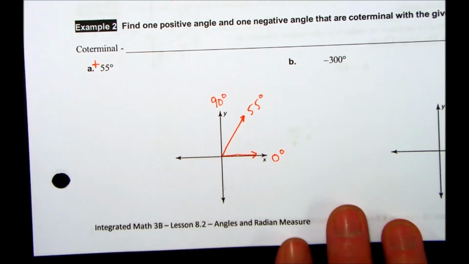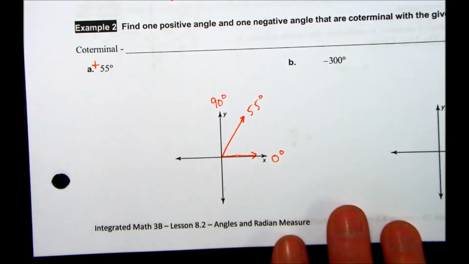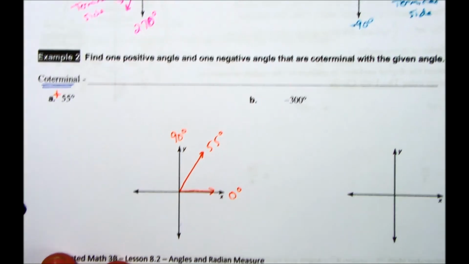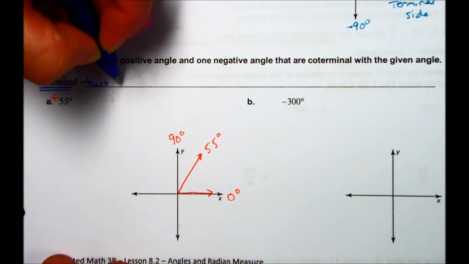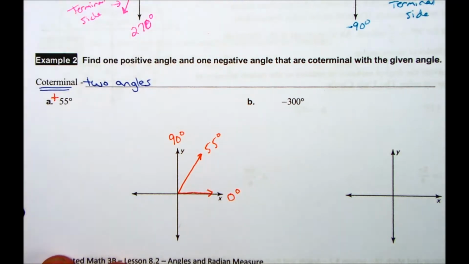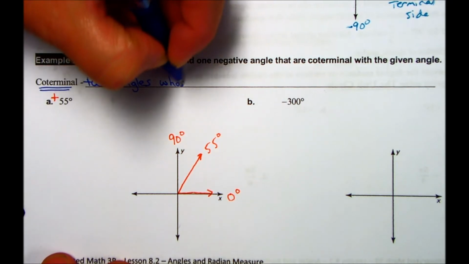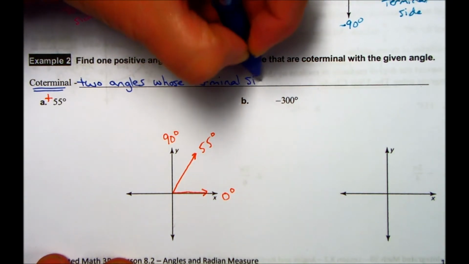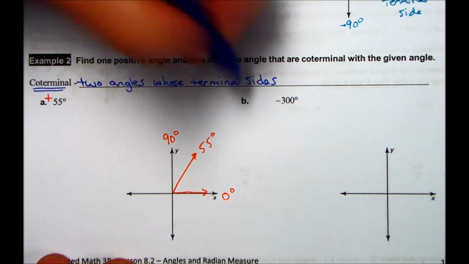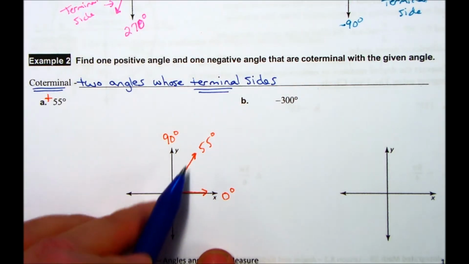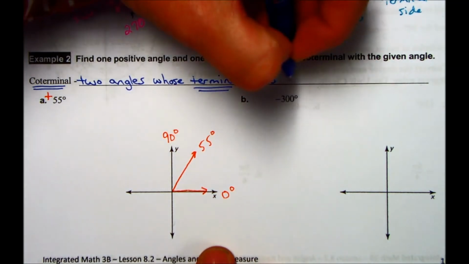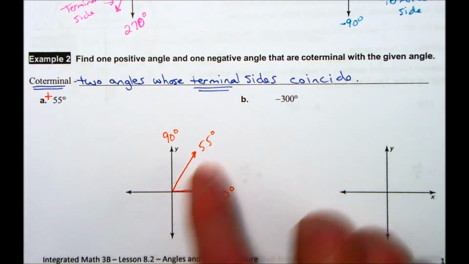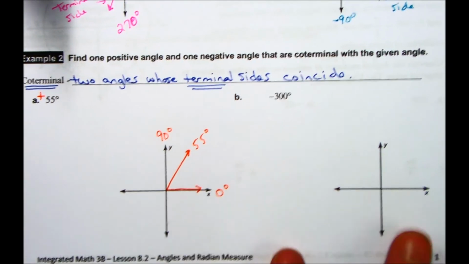Well, what does it mean to be coterminal? This is a definition you definitely want to write down and you want to know. Coterminal basically means you have two angles whose terminal sides coincide. The terminal side is the one that ends. Coincide basically means they end at the same point or the same place.